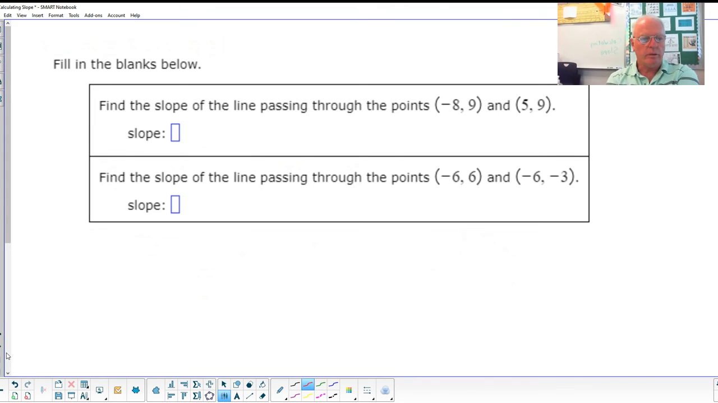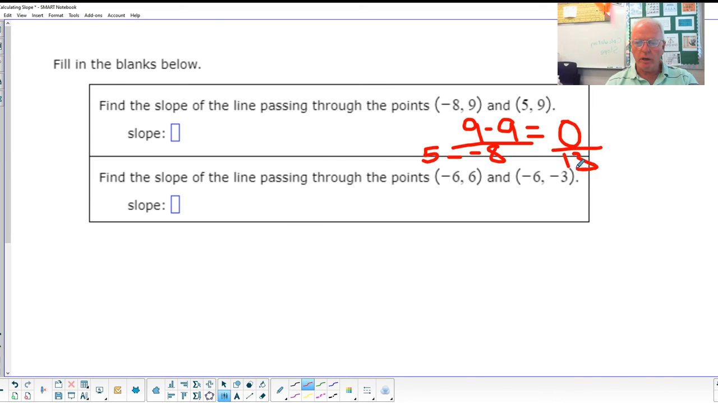Okay, on Alex, you're going to see some questions like this. So here's a couple where you'll have 2 points. It says find the slope of the line passing through those 2 points. So let's take a look at this one. Let's do y2 minus y1. So that would be 9 minus 9, which is 0 on top. And since I already know what's on top, I know this is going to have a 0 slope. But we'll go ahead and subtract the bottom. 5 minus negative 8, which is saying 5 plus 8. So 8, 9, 10, 11, 12, 13. This is 0 over 13. So the slope would be 0 on this one.